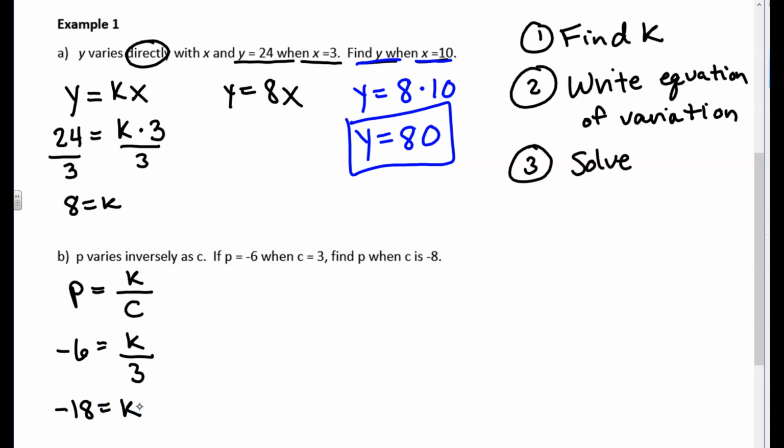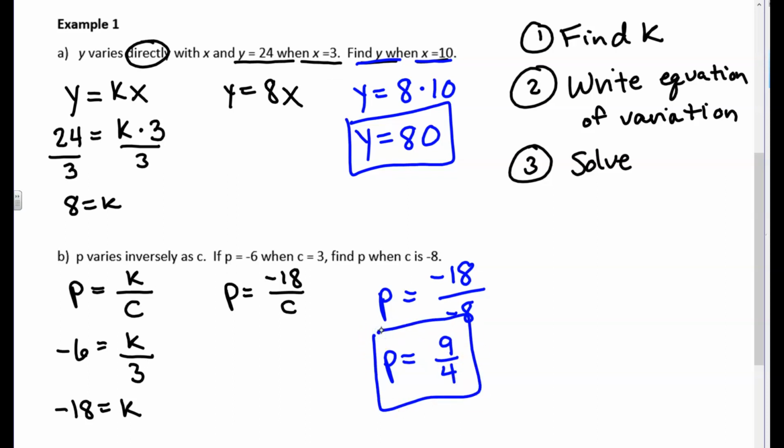Now I'm going to do step 2, I'm going to write my variation equation. P equals -18 over C. Now find P when C is -8. So I'm going to solve the problem. I don't know P, but I do -18 divided by -8. This is just going to reduce. It's not going to actually divide out. 2 goes into both. So I get 9/4 is my value of P.